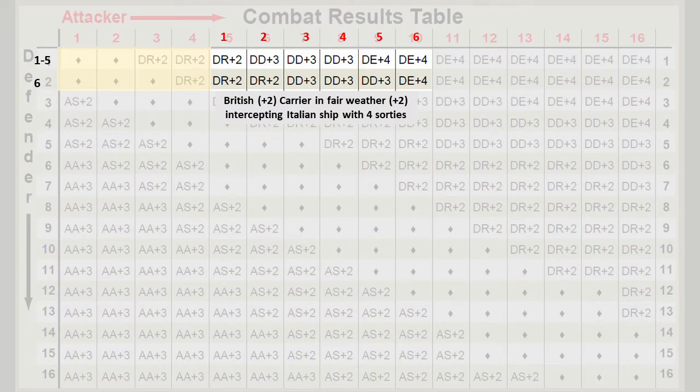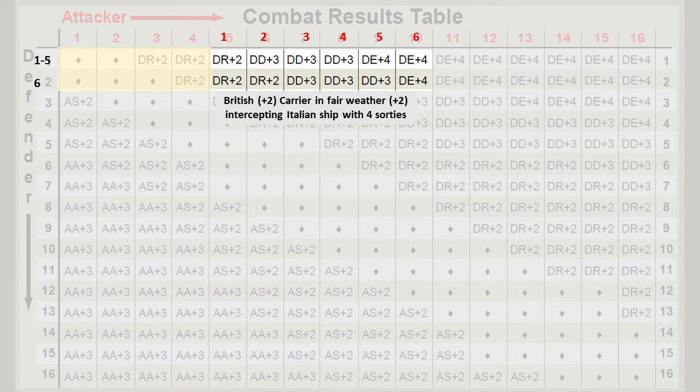Here are the odds for a British carrier in fair weather intercepting an Italian ship that has 4 sorties. And you will notice that it's a certainty. Essentially, if a British carrier catches an Italian fleet escorting a convoy and both are close to exhaustion, they will be intercepted and turned back. Of course, the British have to get the Italians to that stage, but they can do so.